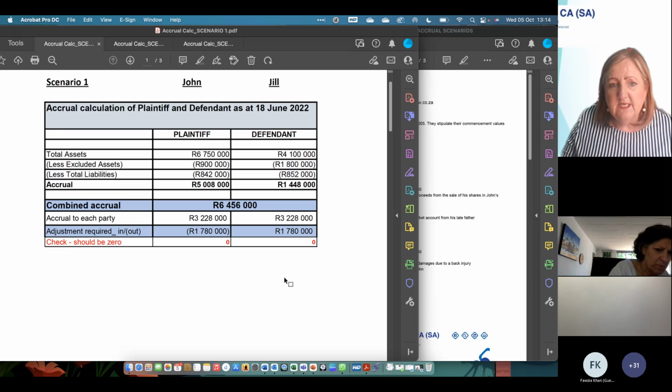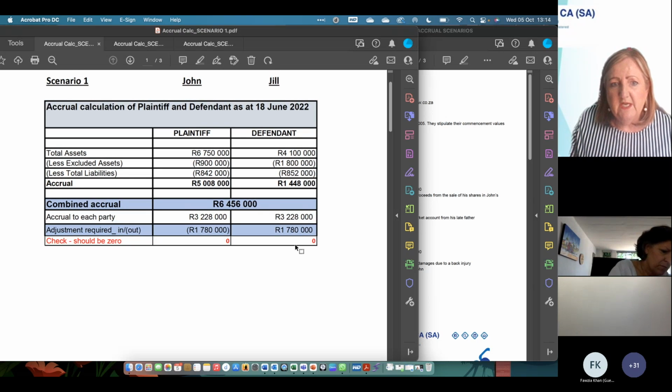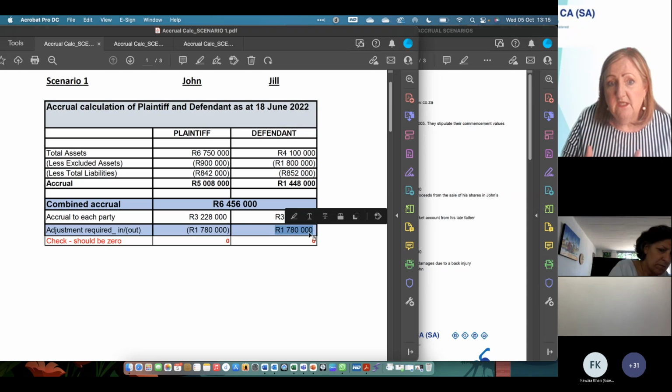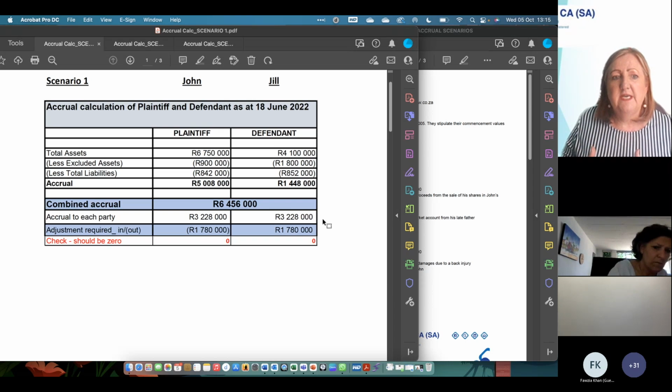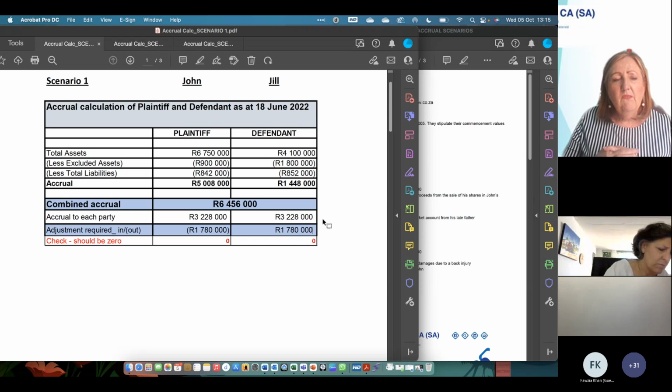And then on the same side for Jill, she's going to receive 1.7. She's got at the moment 1.4. So she's going to have at the end of the day 3.28 after John has paid her the 1.7. And there both of them have got an equal split of the total accrual.